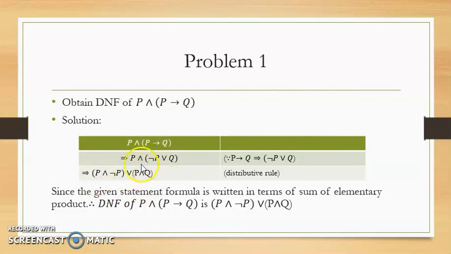So here, when you observe, this is nothing but the sum of elementary products. So this is a product and this is a product, which are connected with a sum. So this is nothing but a sum of elementary products, and the given formula can be rewritten as a sum of elementary products. So this is nothing but DNF.